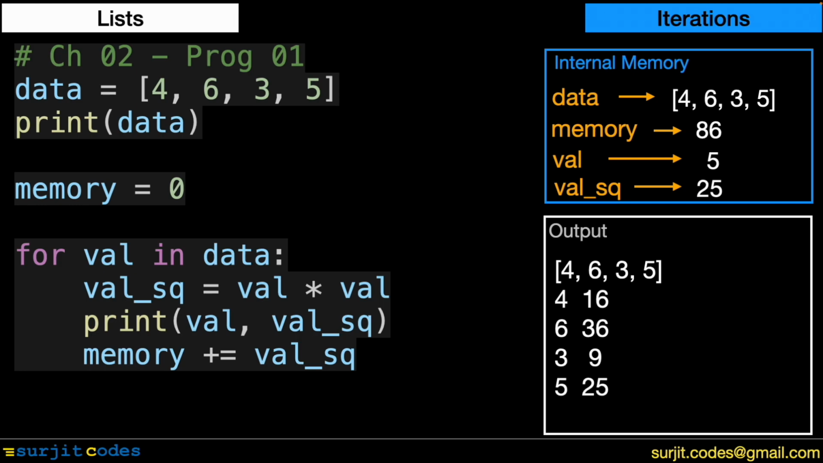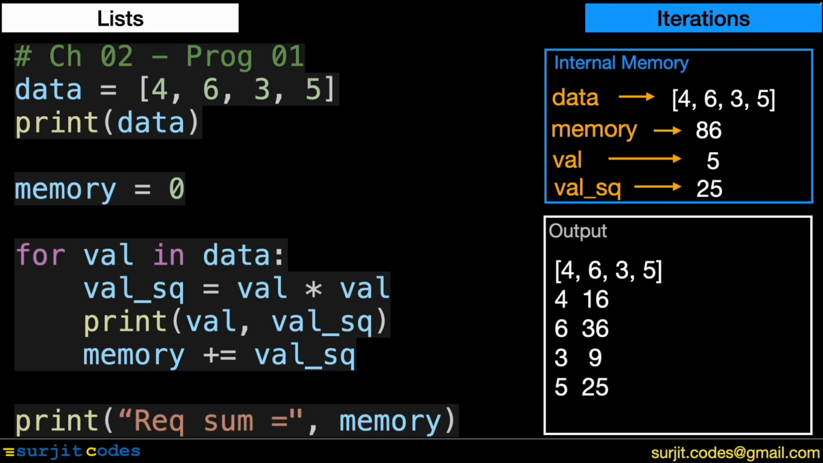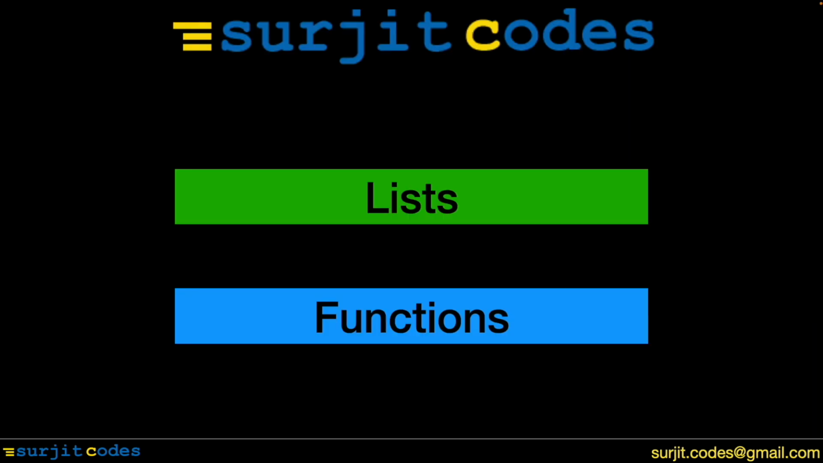All the 4 iterations of the loop are over and we come out of the loop. We had defined both val and val square inside the loop, so their scope is now over and we must not use them outside the loop. However, we had defined the variable memory before the for loop, so it is still alive. Its value is the required sum of squares of the 4 numbers of the list.